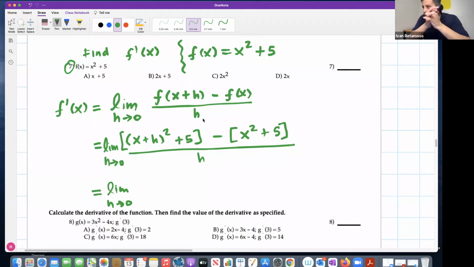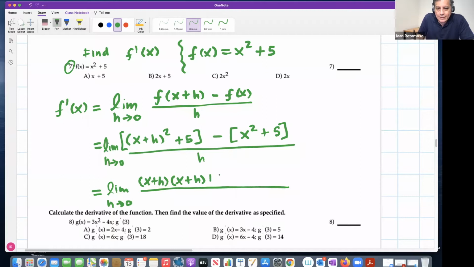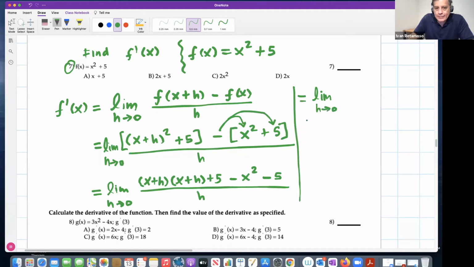Let's work this out together, right? So remember, the expansion of this x plus h squared is just this, x plus h times x plus h, right? We gotta FOIL this out. Plus 5 here, minus, imagine here you have minus 1 multiplying over, we'll make this x squared minus x squared, and we'll make this 5 a minus 5, right? So we got this. Now, this should be equal to the limit as h approaches 0 of what?